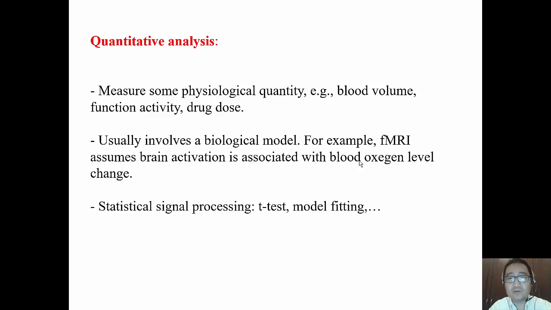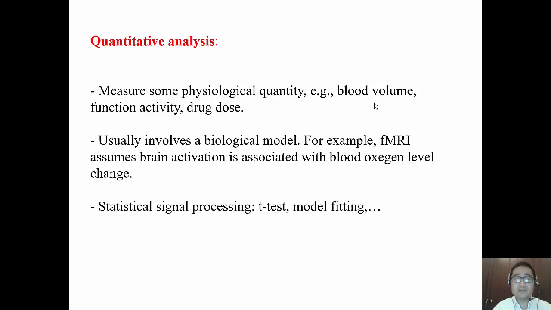For example, the blood volume in the heart during the contraction and relaxation can tell you the function of the heart. The functional activity in the brain will tell you whether the neural system is working correctly, and the concentration distribution of the drug dose will tell you whether the drug is being delivered to the correct location.